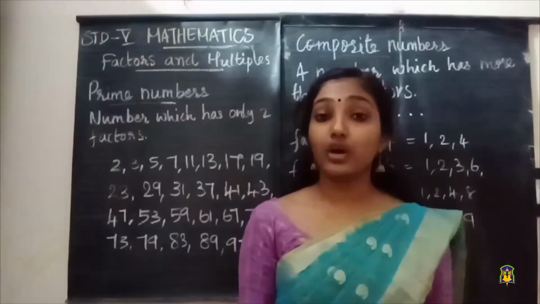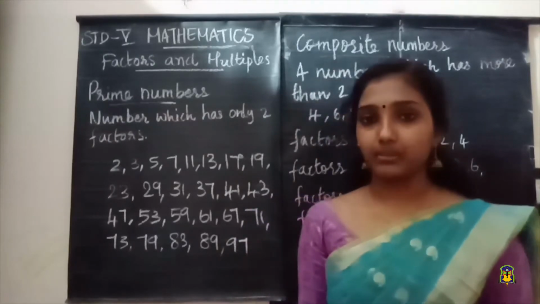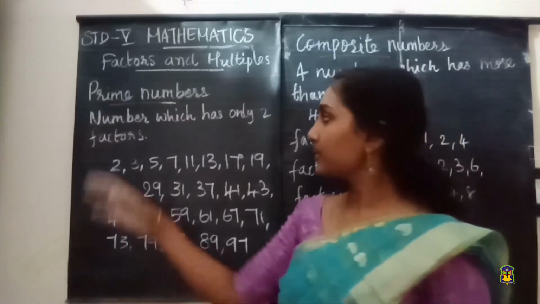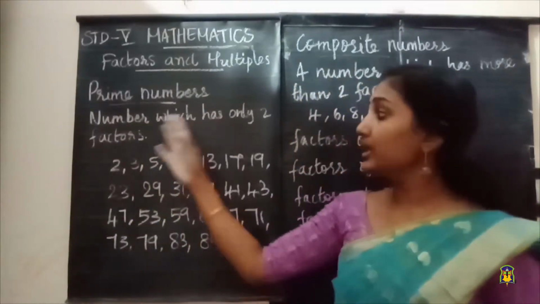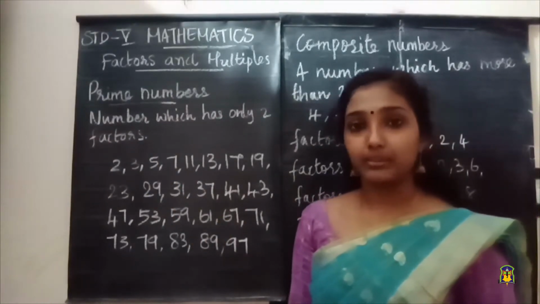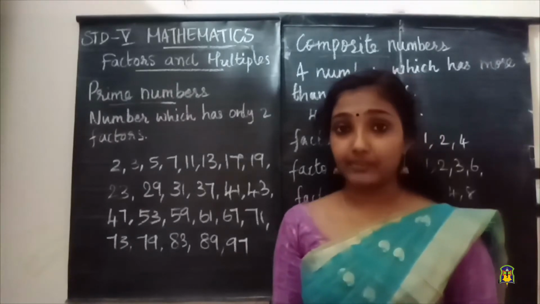We are going to study our next topic, and the next one is prime numbers. So now let's check what are called prime numbers. A number which has only two factors is called a prime number.